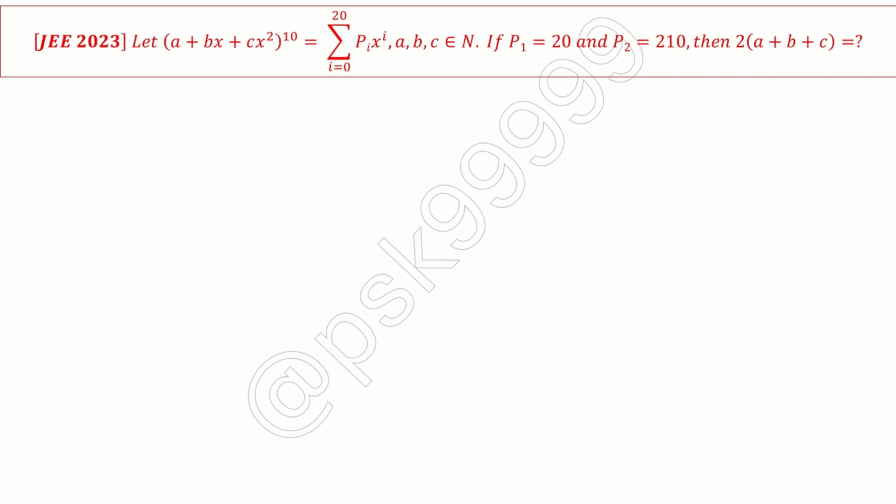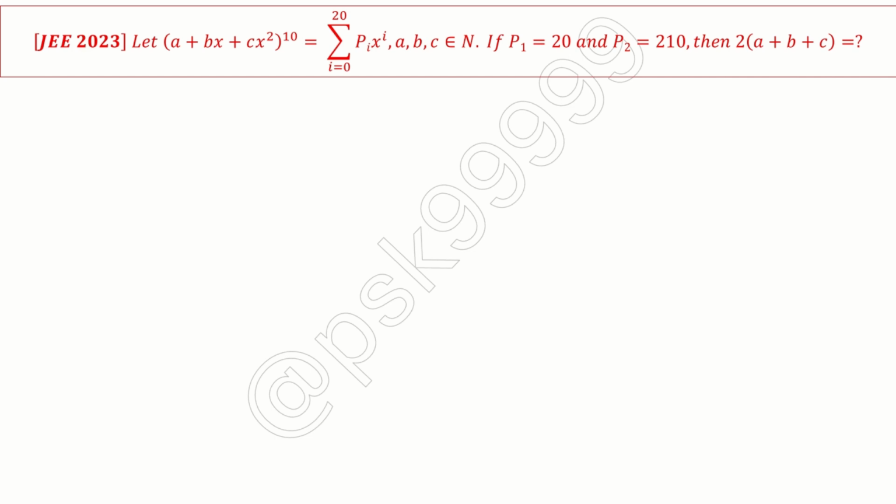To try to understand, it is a very simple question. On one side you have a multinomial expression, a plus bx plus cx square whole to the power of 10. On this side you have the expansion of it. You have i running from 0 to 20, which means the x terms will have power from 0 to 20, and some pi. So pi is nothing but the coefficient of the x to the power i term. p1 is the coefficient of x, p2 is the coefficient of x square.